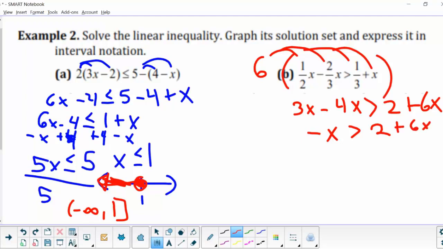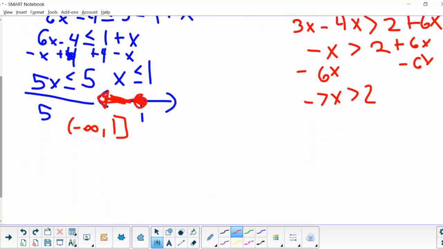So now, I'm just going to go and subtract the 6x to give us a little more practice with dividing by a negative. So that's going to give me negative 7x is greater than 2. Divide everything by a negative 7. Remember, since I'm dividing by a negative, I need to flip my inequality. So I got negative 2/7. So x must be less than or equal to negative 2/7.